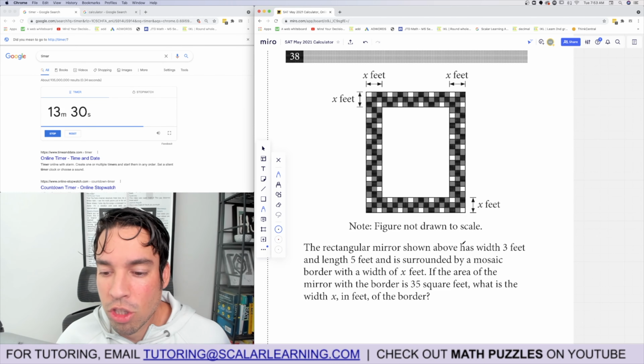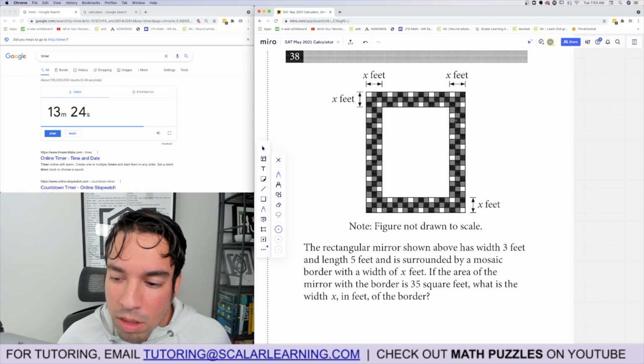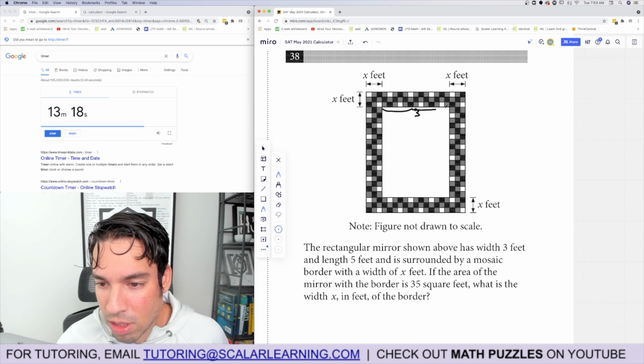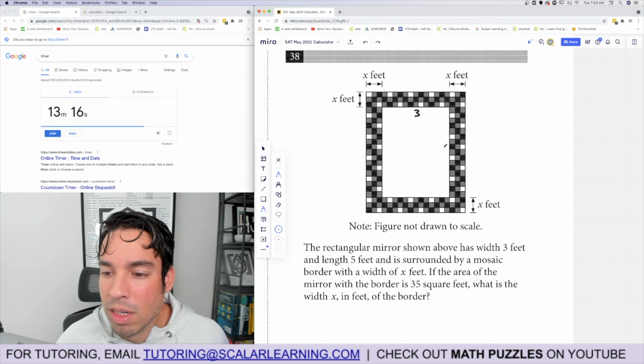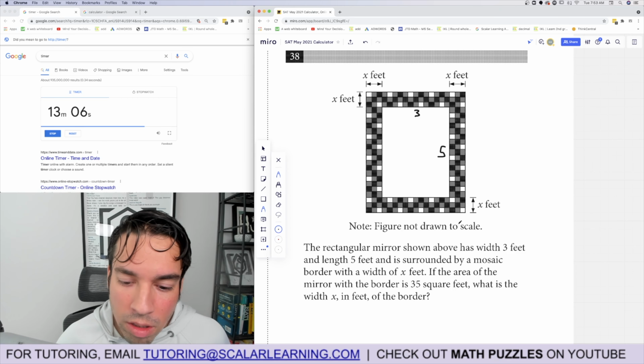The rectangular mirror shown above has width 3 feet. So they're saying this length here is 3, because that's the mirror, and this height or length is 5. And then this mosaic border, width of x feet. If the area of the mirror with the border is 35, what is the width?